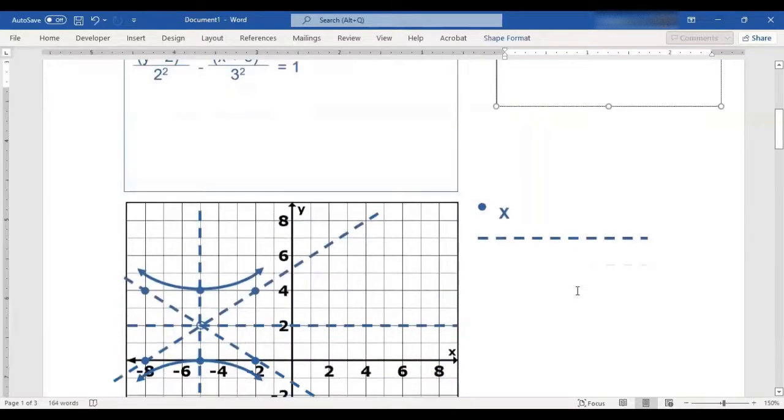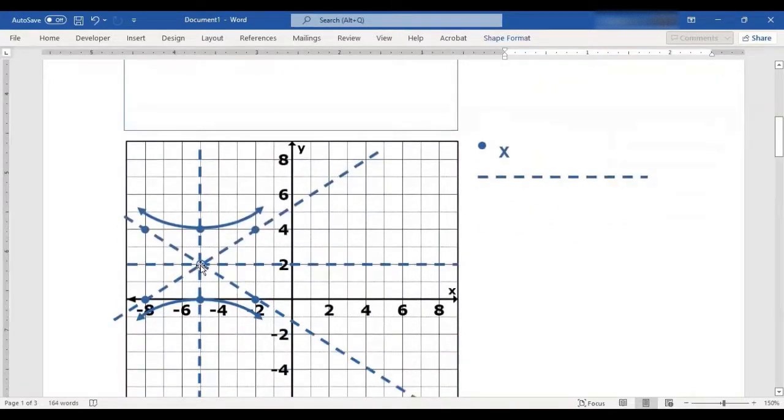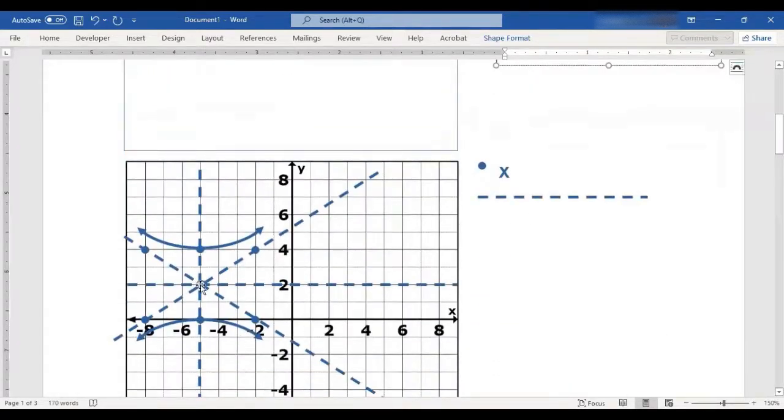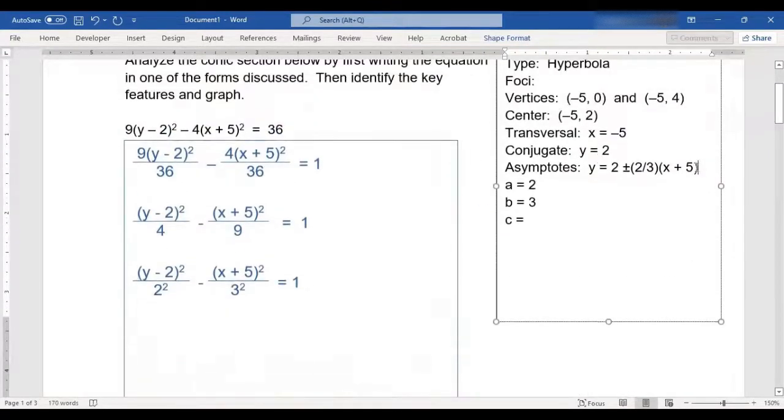So this is going to be y equals, the k value is 2 plus or minus. Our rise was a, so we're going to have 2/3 times (x minus -5), so x plus 5. So this is k plus or minus the slope of our asymptotes. If you're not sure about it, you can check it. So 1, 2, 1, 2, 3. So that's 2/3. And then h was -5. So that's how I got minus -5 here.